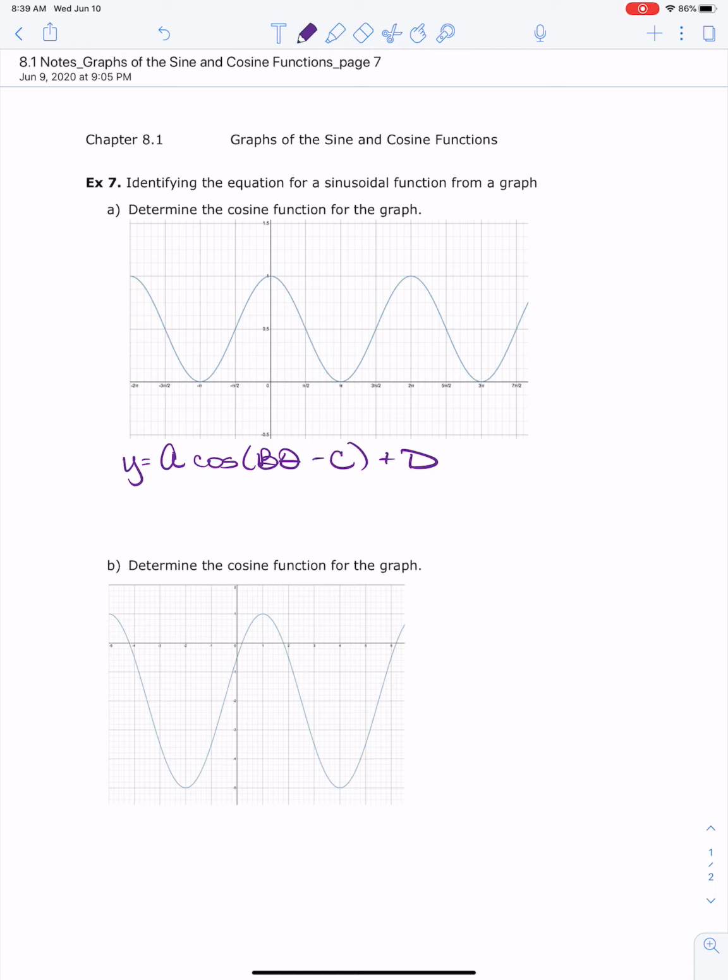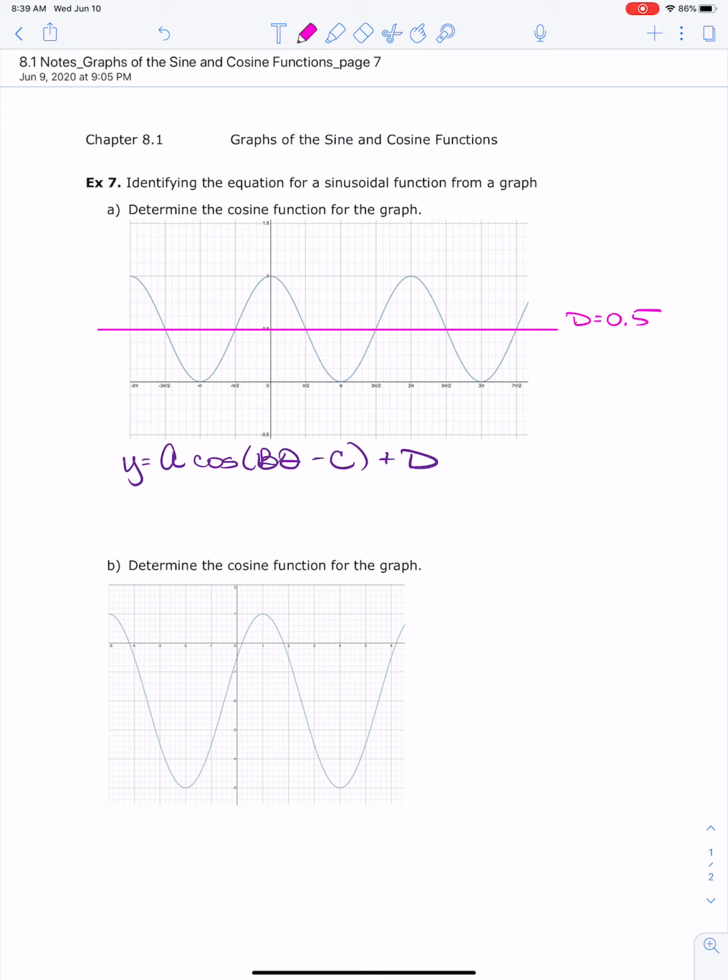So what I'm going to do is start by figuring out what in my mind is the easiest piece, the midline. So the midline is going to end up being right here, right? It's in the middle of the graph. The graph goes the same amount above and below. So this tells me that D is positive 0.5. My whole graph moves up 0.5, okay?